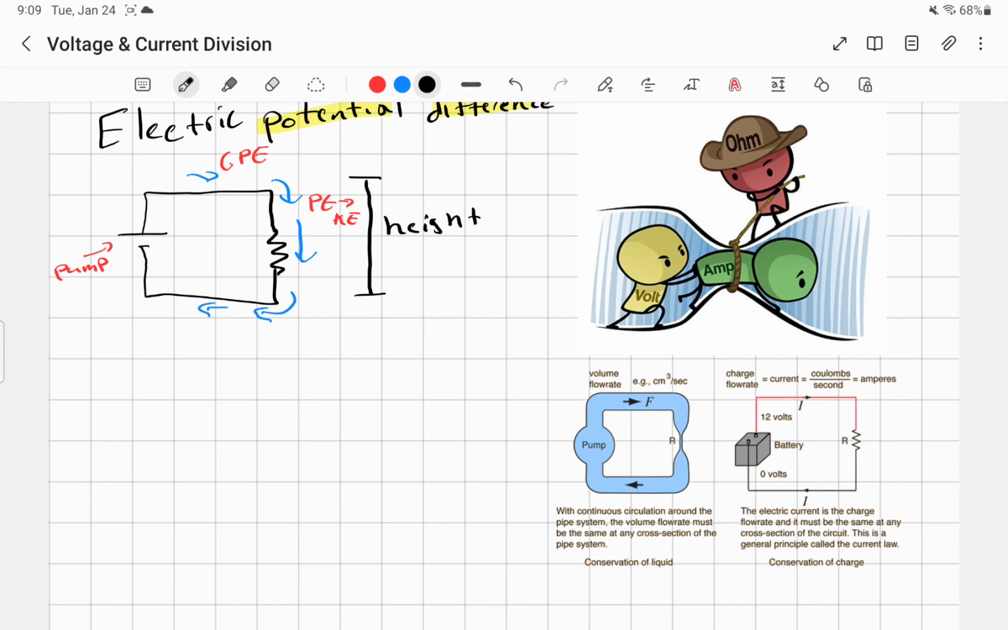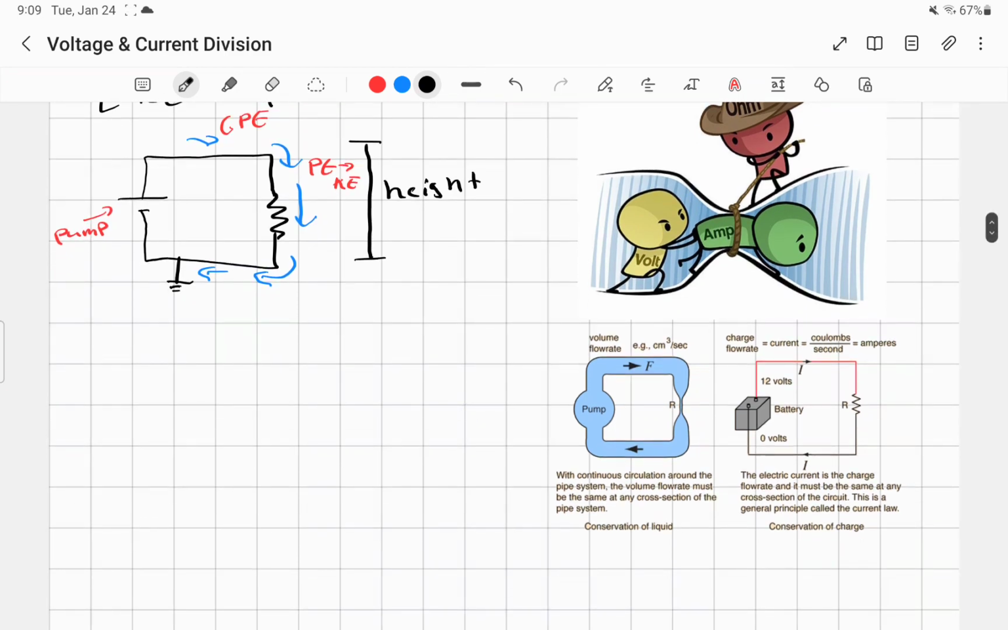And so when we say electric potential energy in a circuit, we're always measuring it with respect to a certain point that we define as ground, okay? And the great thing about ground is that it's directly analogous to ground when you think about gravitational potential energy. So let's say I'm a little guy, and I'm standing on what I think is the ground, okay?